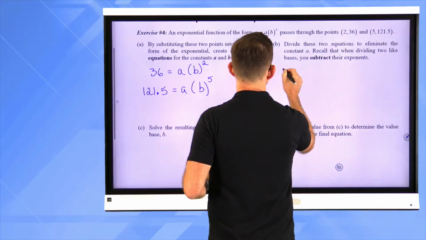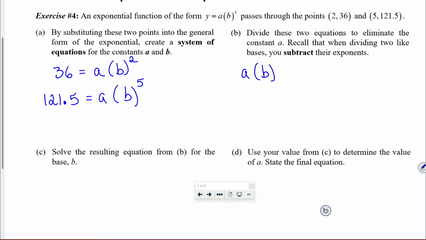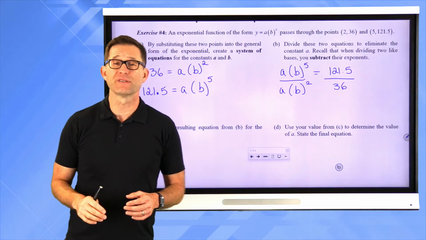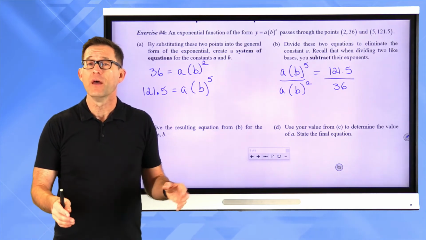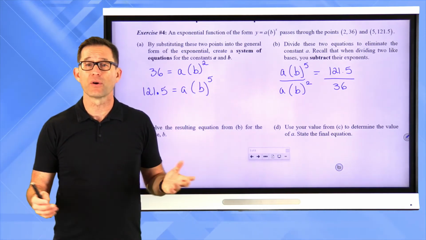So this is the way that's going to look. A times b to the 5th equals 121.5, and I'm going to divide that by a times b to the 2nd is equal to 36. So I'm just taking the 2 equations, instead of adding them together or subtracting them or anything like that, I'm actually dividing them, because equals divided by equals are equal.